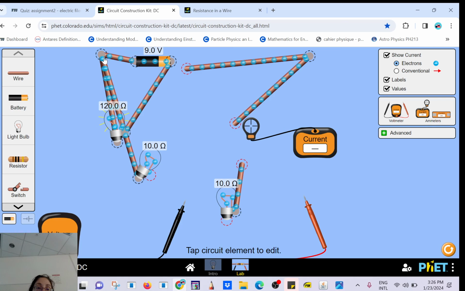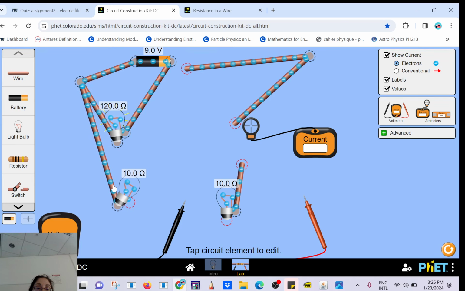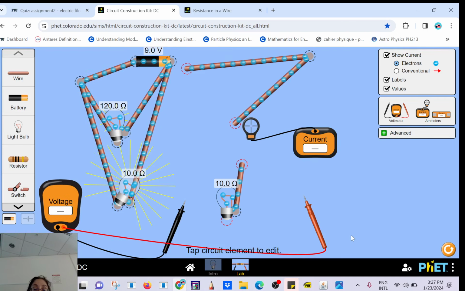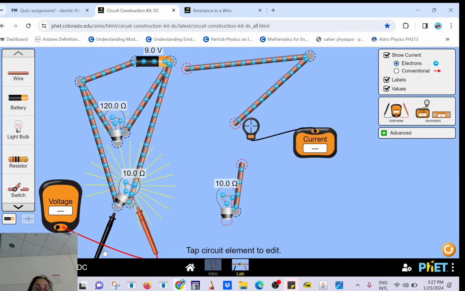I don't know, it can get very messy. And then here, now is it happy now? You see, this is called in parallel because both of them, how much voltage do they get? 9. Okay, they get 9. This one gets 9, so it's happy, because it's connected to the positive and the negative of the battery here. So now it's happy.